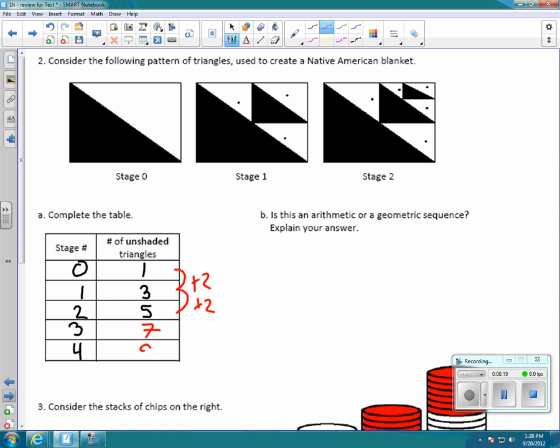So to get the rest of the pattern, we are just going to keep adding 2: 7 triangles, and then 9 triangles. Is this arithmetic or geometric? Once again, because we are adding, it's arithmetic.